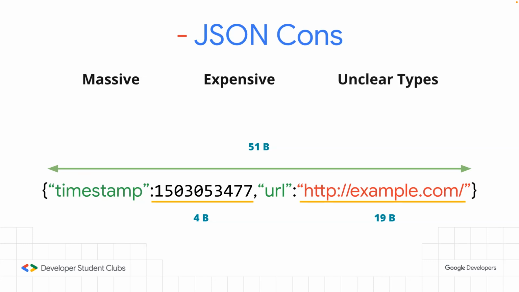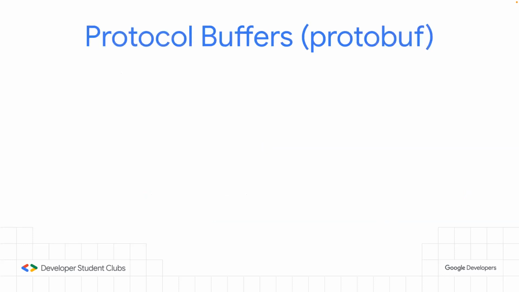And then the other thing is it has unclear types. There's nowhere defined apart from outside documentation. There's nowhere programmatically defined that timestamp has to be an integer, for instance. Someone could just switch it to a string and break everything. So that's not great. So how do protocol buffers, or protobuf, address this?